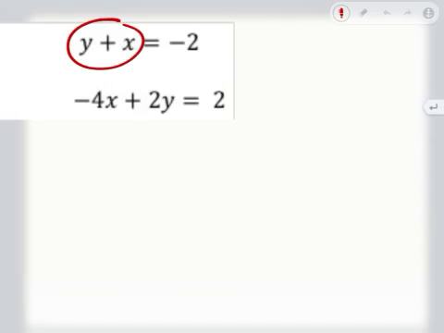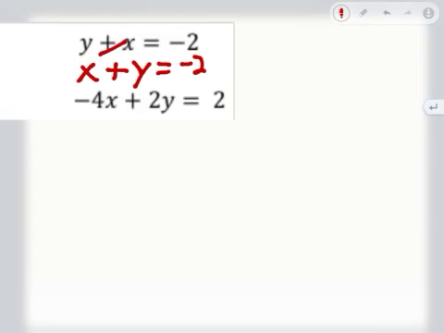The first thing we have to do is get my x's and y's in the same order. You see how it's y plus x, but the one down here is x plus y. So I'm going to rearrange this side of the equation so that the x is first. I have a positive x plus a positive y equals negative 2. I just kind of crisscrossed them.